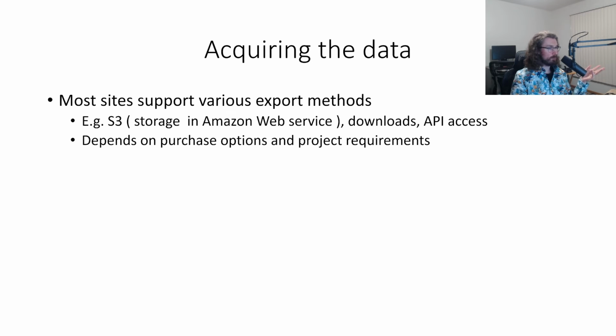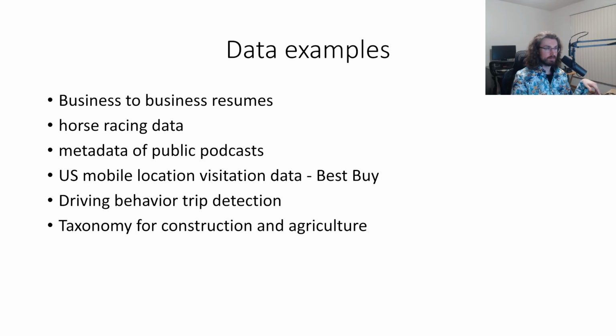And then once you do buy it, whether it's a single purchase, a lump sum, or a metered API, usually these data brokers give various methods to obtain the data, whether it's an S3 bucket, which is Amazon Web Services, or a direct download if it's a one-time deal and it's static and not updating. Maybe they'll give you a link to download it, or you'll download it as a zip. And if it's metered, it could be API access and so on. But it really would depend on the purchase options and the project requirements.